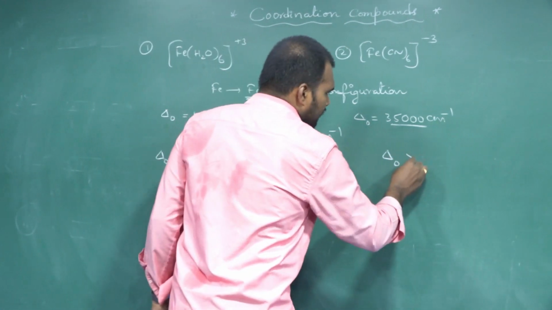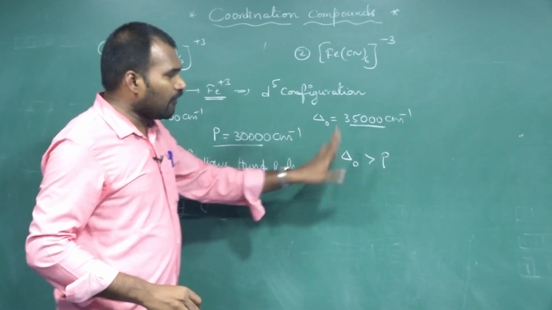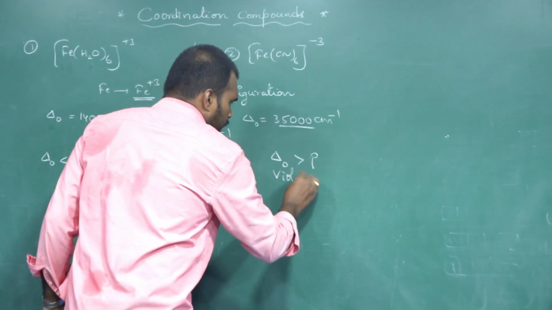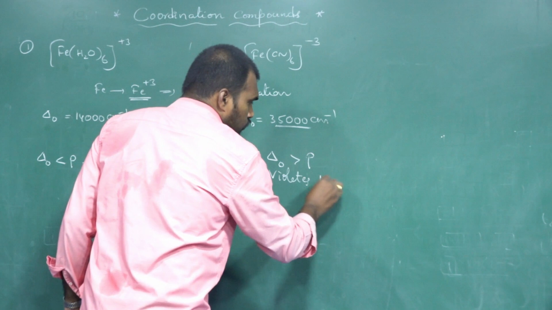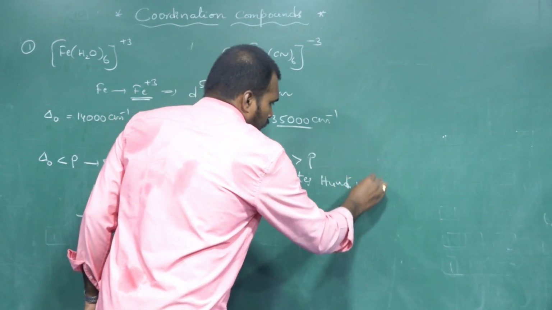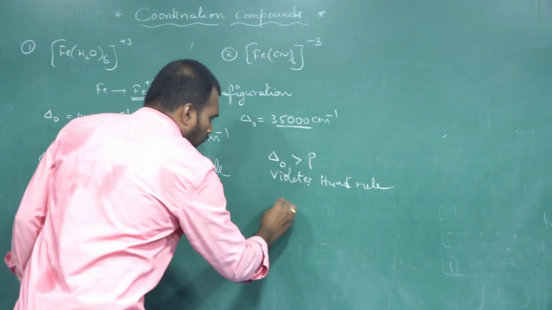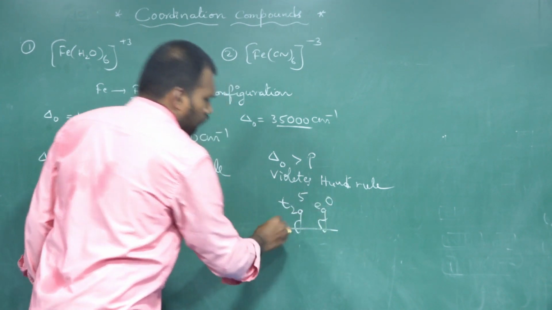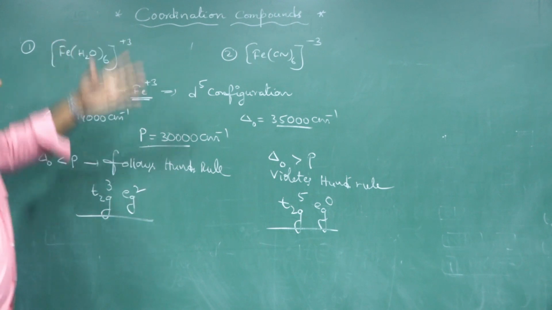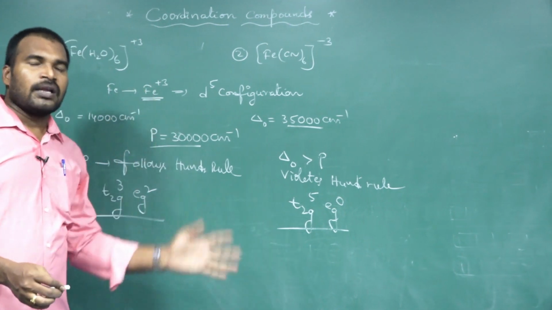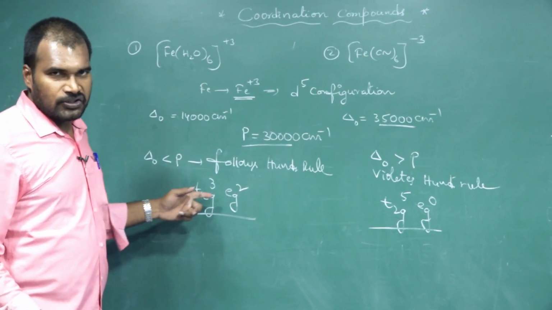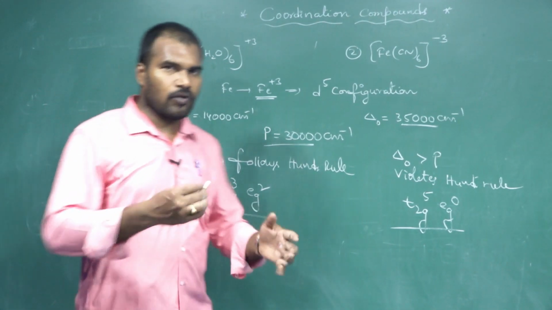Whereas in this complex, del O is 35,000 but the pairing energy is 30,000. So del O is greater than the pairing energy. If del O is greater than the pairing energy, they violate Hund's rule. If they violate Hund's rule, the configuration will be t2g5 eg0. So I think you understood the relation between del O value, pairing energy value, and the configuration. This is about the filling of electrons.